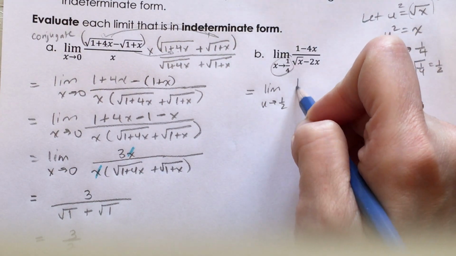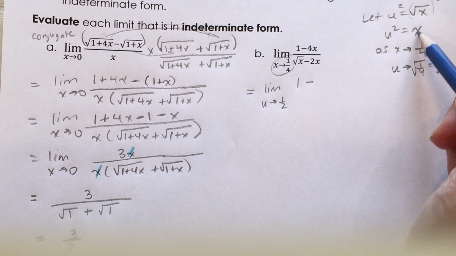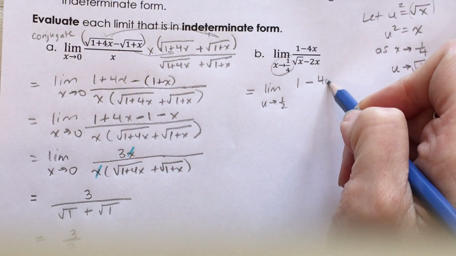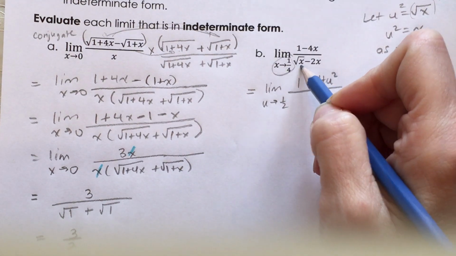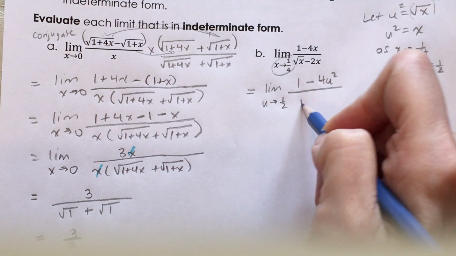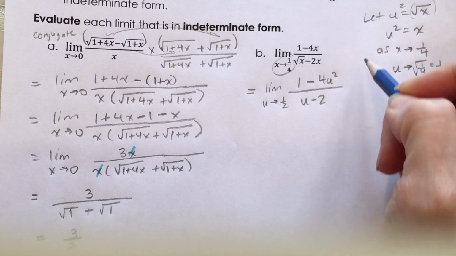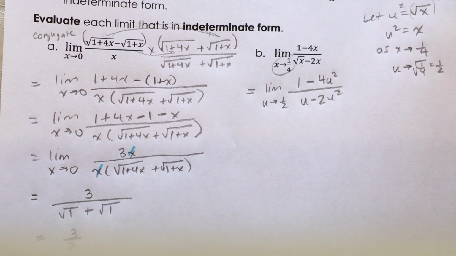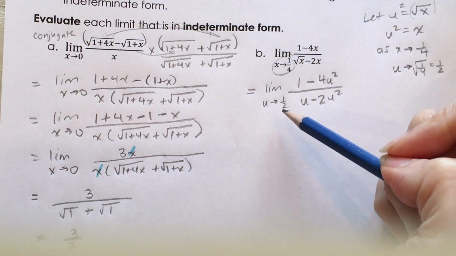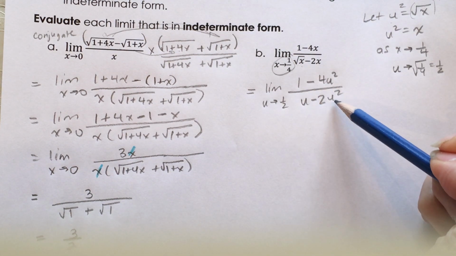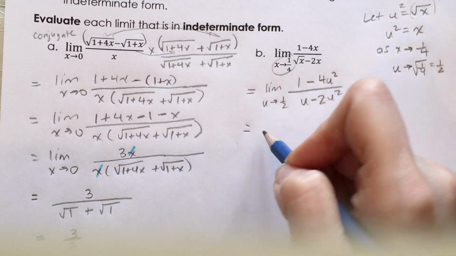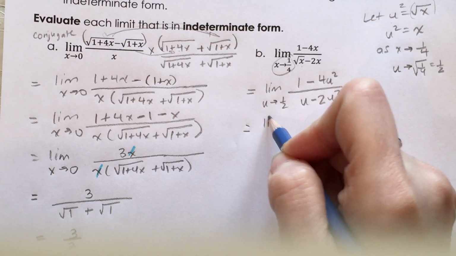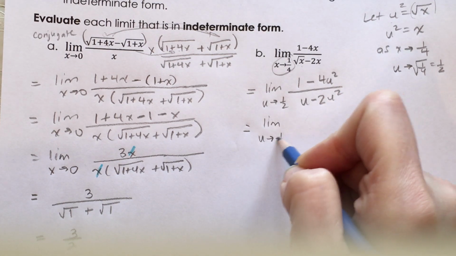of 1 minus, so x is u squared, 1 minus 4u squared over root of x was u minus 2x was u squared. So now we still can't let u be a half because in that case we'd still get 0 in the denominator. But it's easier to factor, or we can use factoring now as our strategy.